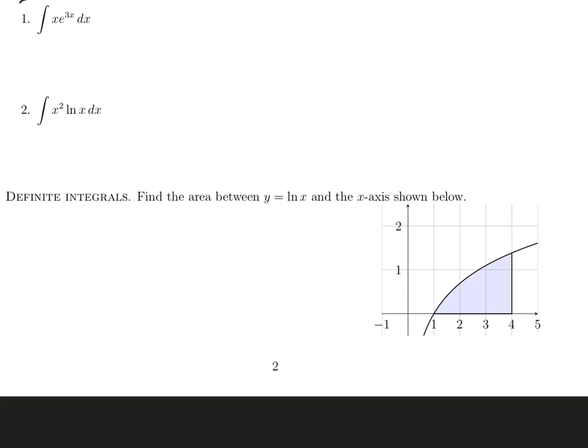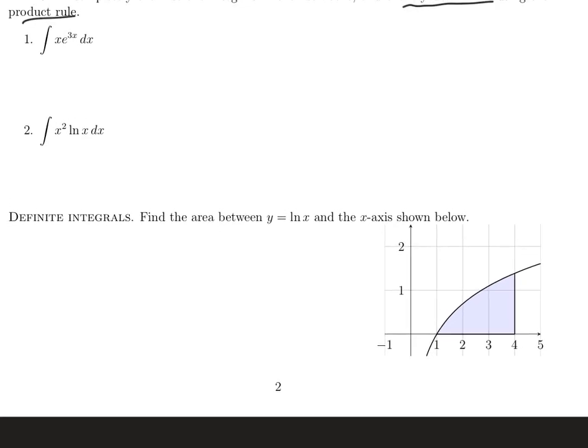So in this case, the answer to this problem is the integral of the log function. So I want the integral under the log curve from 1 to 4. So that's what the area of that region would be, this integral.